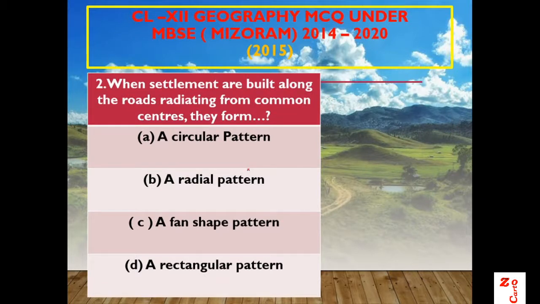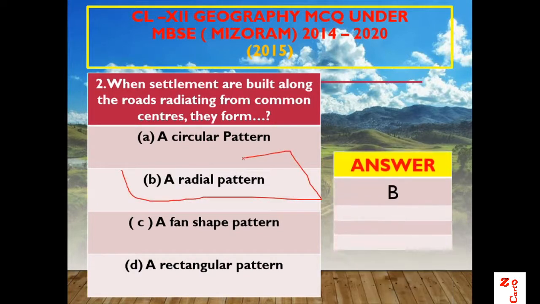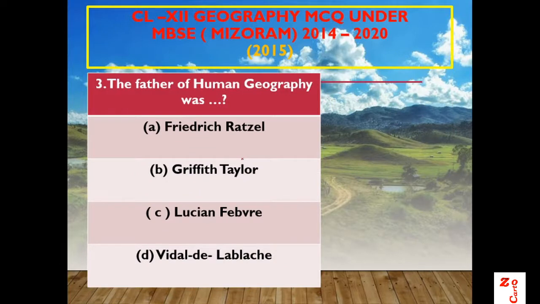When settlements are built along the roads radiating from common centers, they form A. Circular pattern, B. Radial pattern, C. Fence-shaped pattern, D. Rectangular pattern. B. Radial pattern.